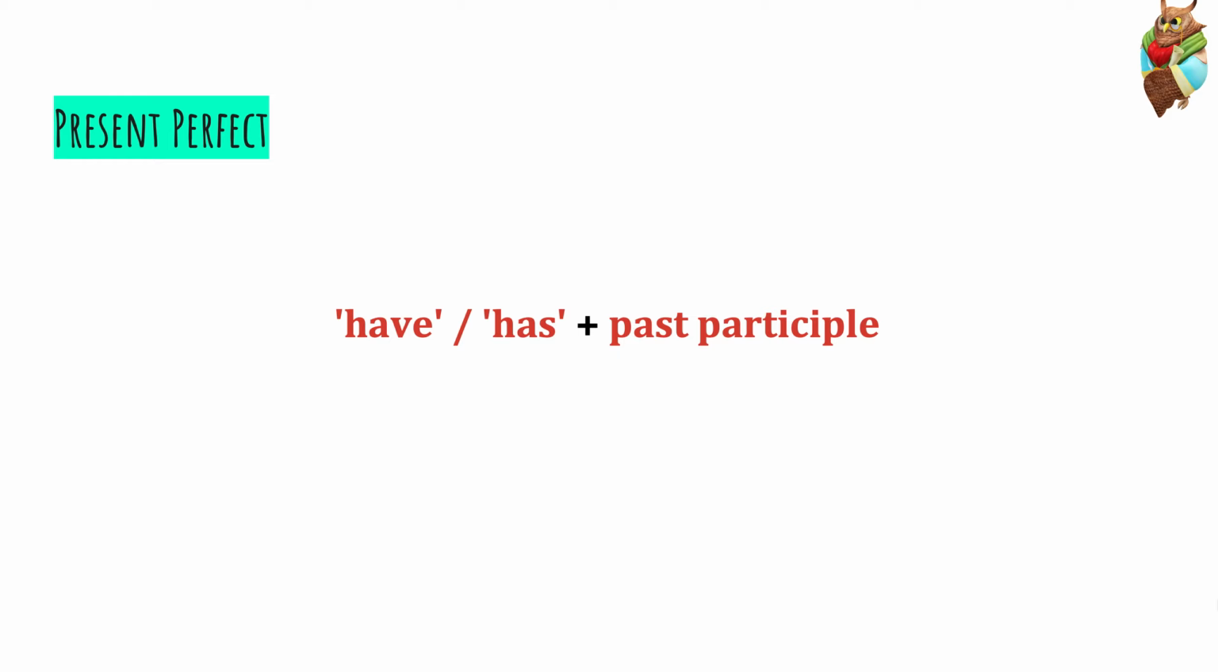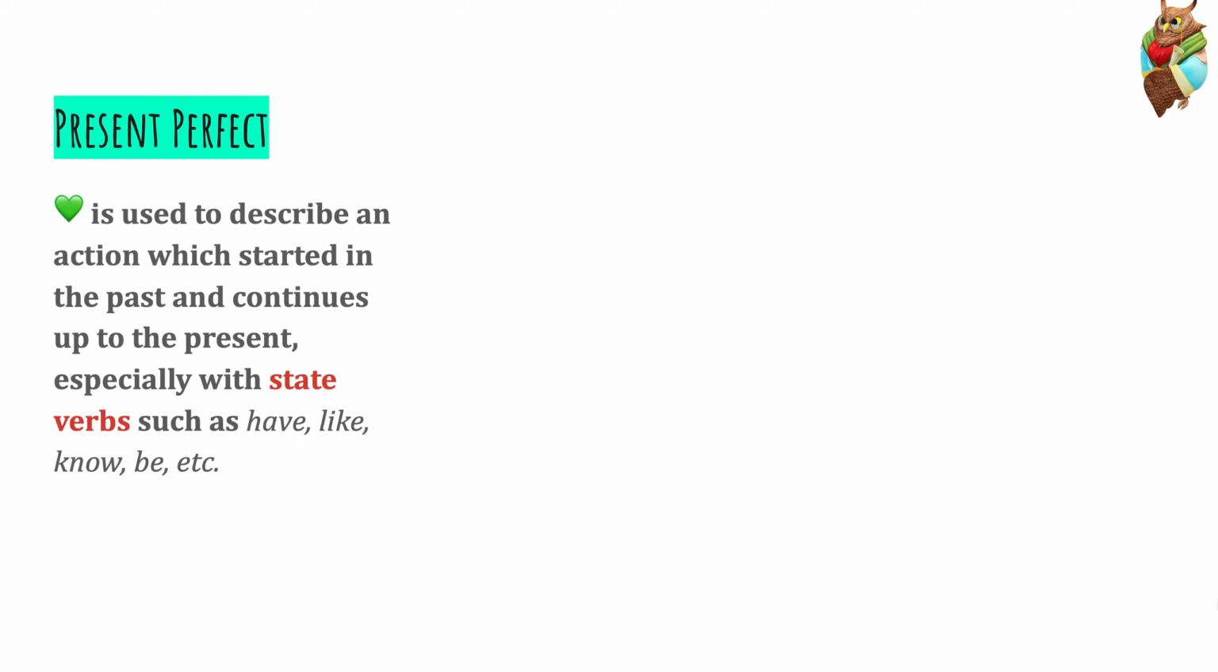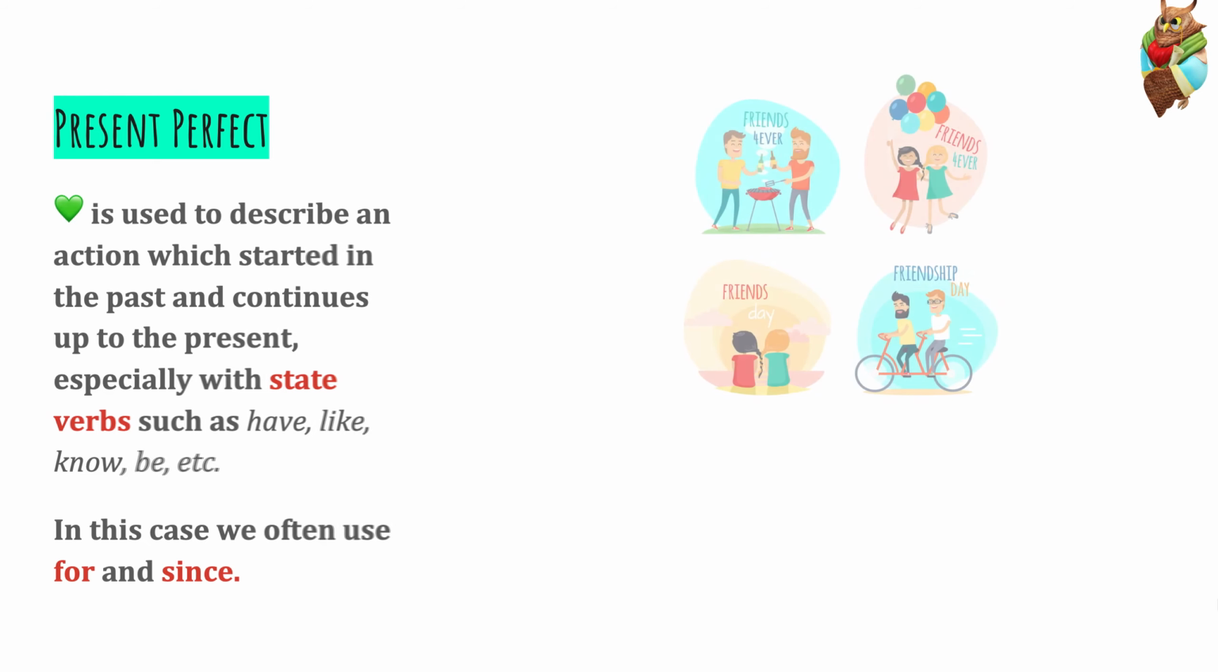Present perfect. Let's talk about the present perfect separately. When do we use it? Present perfect is used to describe an action which started in the past and continues up to the present, what we have just said, especially with state verbs such as have, like, know, be, etc. In this case, we often use for and since. We'll talk about these words a little later.